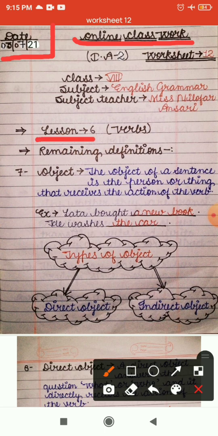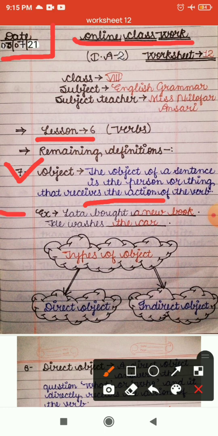Now let's see the first definition, that is of object. So what is object? The object of a sentence is the person or thing that receives the action of the verb. So in a sentence, the subject does the action. The person or thing that receives the action of the verb, that is the object of a sentence. Means the person or thing who is receiving the action.